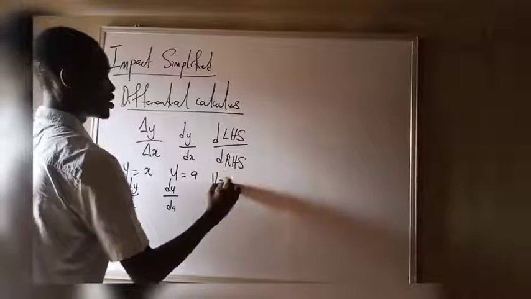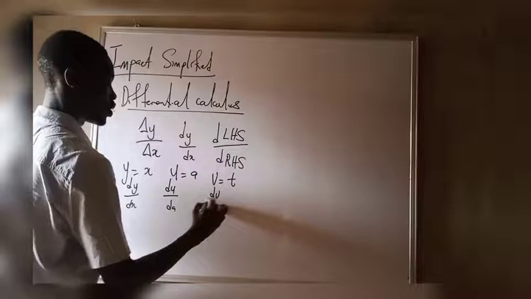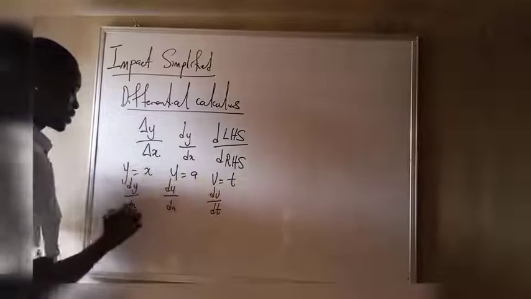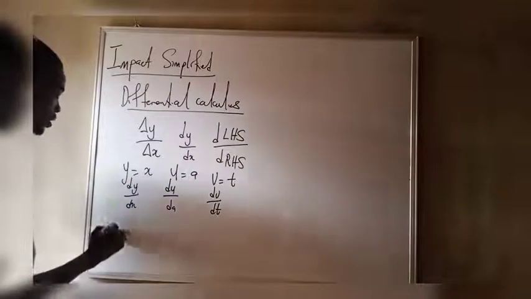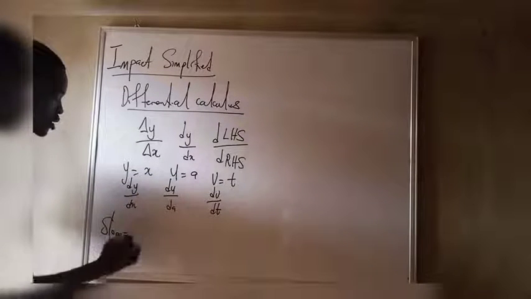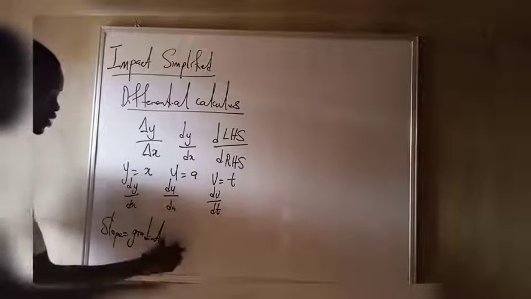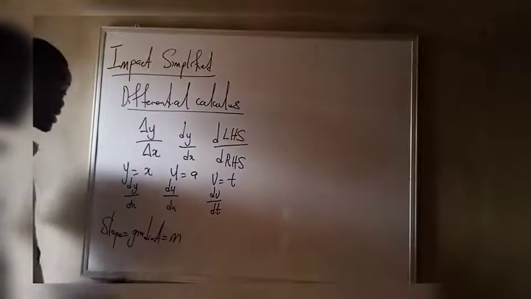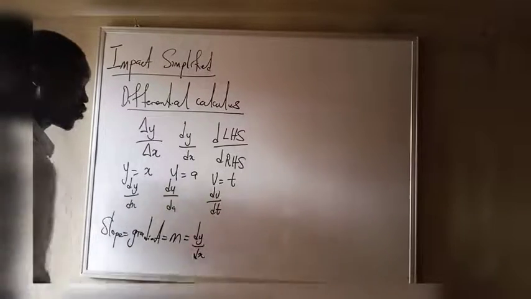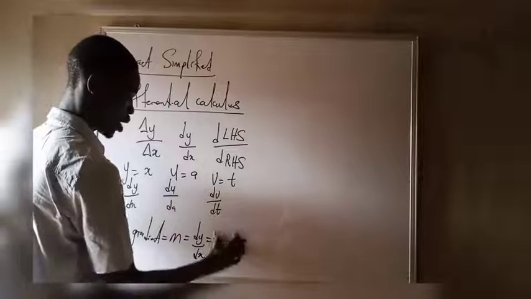And if v is on the left hand side and t is on the right hand side, we are going to have dv/dt. And that is the basis of dy/dx. Another thing we need to know about dy/dx is that the origin of dy/dx started from the word slope. And what is the meaning of slope? Slope also means the gradient. And when we are talking of the gradient, it means m, and our m stands for dy over dx.